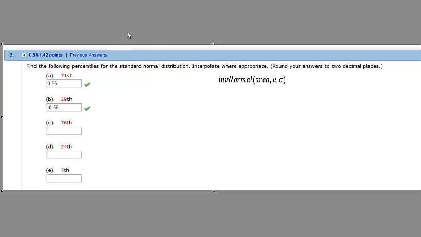Okay, problem number 3. What we're given is the area under the curve, and we're to give the percentile of the following. So, area under the curve, inverse. And this is, of course, once again, second distribution on your calculator, inverse normal. Above is the syntax for your calculator. Newer calculators will have it written for you, which is very nice. The area is 0.71. This is a standard normal, so my mean is 0 and my standard deviation is 1.